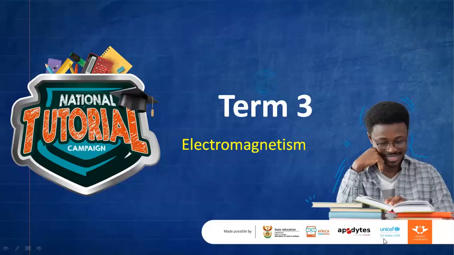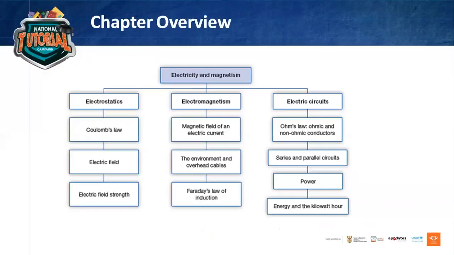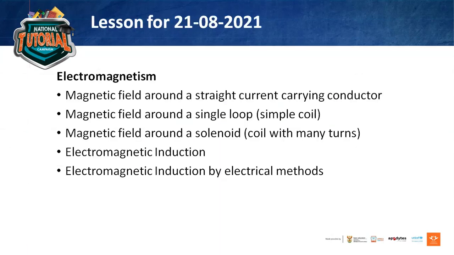Okay, so today we're doing term 3, we're doing electromagnetism. As I've explained in this chart, we just have 1 hour to get everything ready and make sure that you guys get a grasp on everything. Last week we started with electrostatics. This week we are on the second part of term 3 work, which is electromagnetism. We're going to deal with magnetic field of an electric current, the environment, and overhead cables. But there we're going to be very selective because we're only doing things that are going to count for you in the end of the year exam. And we're also going to do Faraday's law of induction.